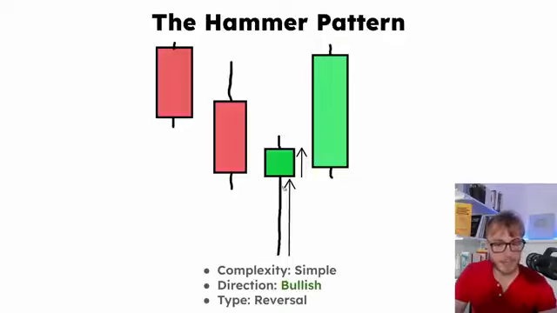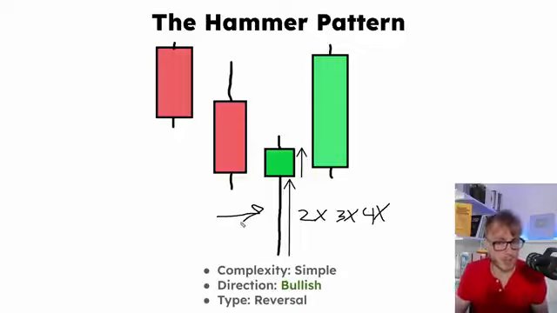And specifically, what we want to see here is that the lower wick of the pattern should be at least twice the size of the real body. And preferably, it should be maybe 3 times or even 4 times as large as the real body. You can see in this case, the wick is maybe 3 times as large. So this right here is a good hammer.